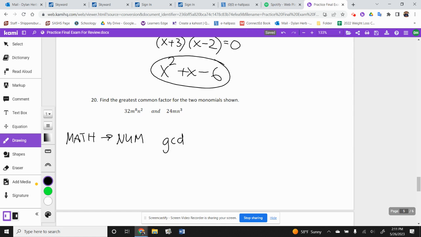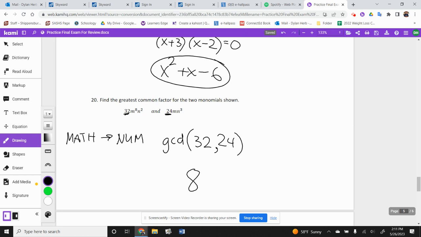All right. GCD stands for greatest common divisor, but it's basically doing the same thing as the greatest common factor. So if you have trouble finding the greatest common factor of numbers, you can click that GCD button. You can type a 32, a comma, and a 24 and hit enter. And that should give you your GCF, which I believe is an 8.